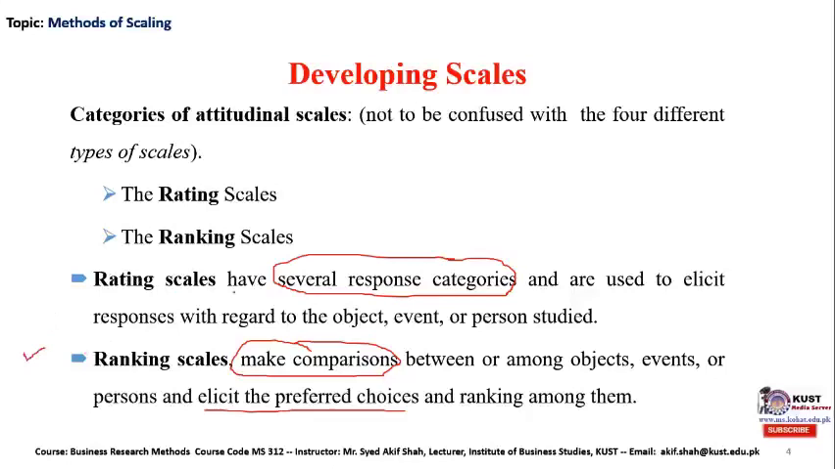So we can differentiate the rating scale from the ranking scale on the basis that several response categories are there in the rating scale. However, in the ranking scales, we have to make a comparison between two subjects, or among the objects if there are more than two subjects under study, in order to figure out the preferred choices or responses and then to rank them with each other.